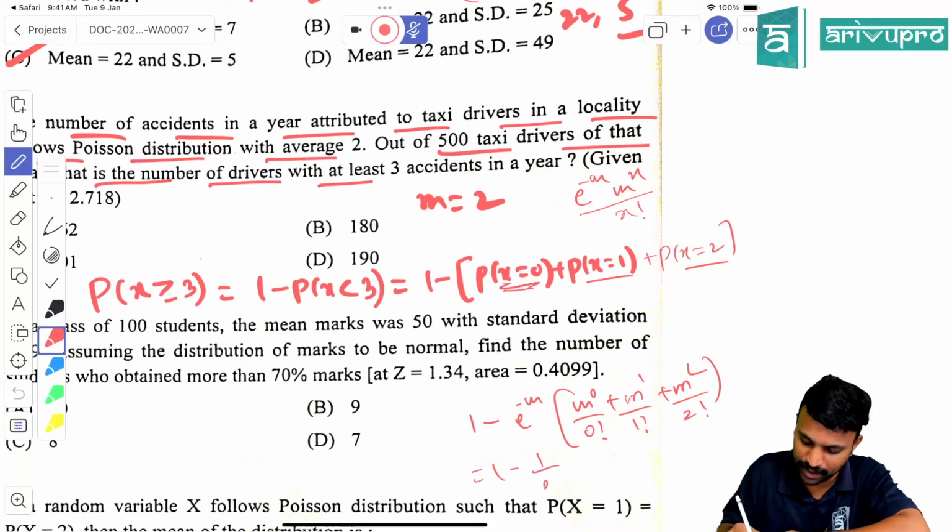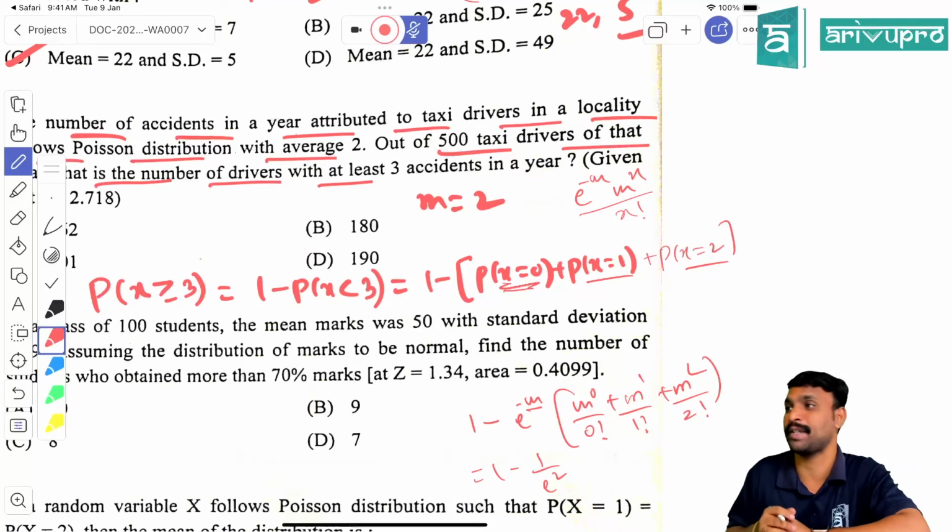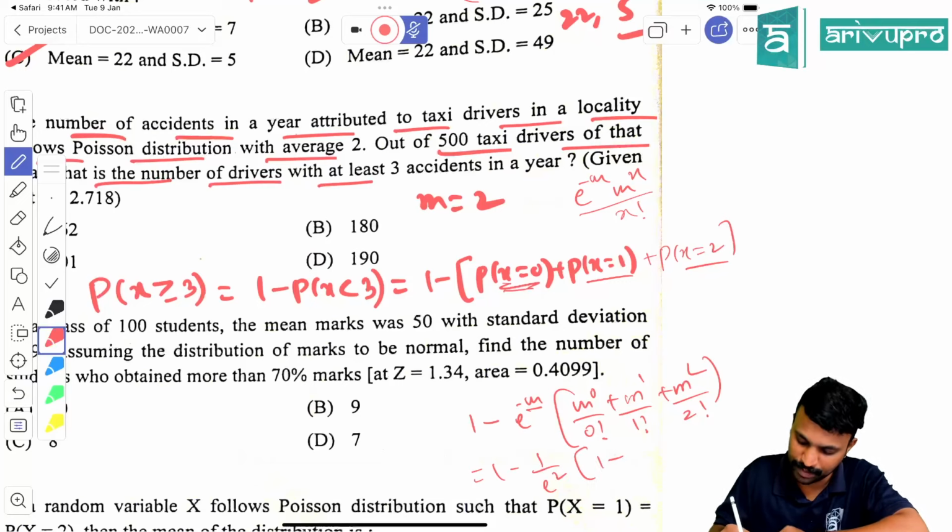1 by e power 2, because minus 2 becomes plus 2 in the denominator. So first term is 1, second term is 2 by 1 is 2, third term is 2 square is 4, 4 by 2 is 2.